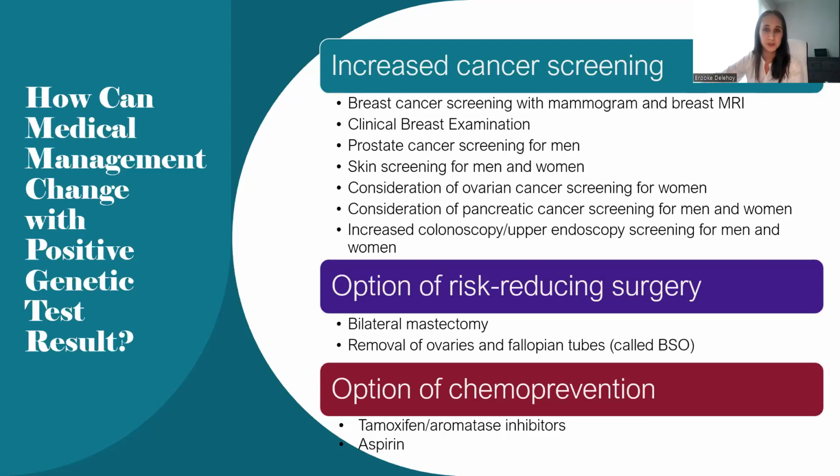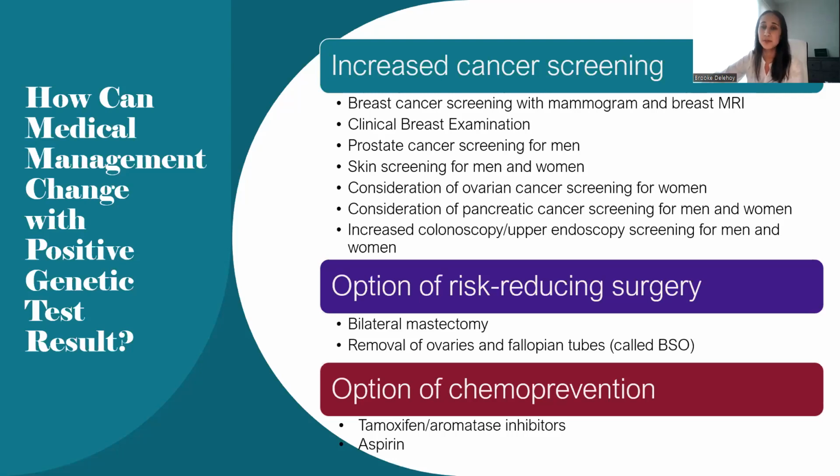Ovarian cancer screening could be considered. Pancreatic cancer screening could be considered. Or even an increased frequency in the initiation or carrying out of colonoscopy and upper endoscopy. Some examples of risk-reducing surgeries that can either be considered or recommended, of course, this is very dependent on the exact genetic test result that is obtained, but could be bilateral or double mastectomy, or removal of the ovaries and the fallopian tubes.